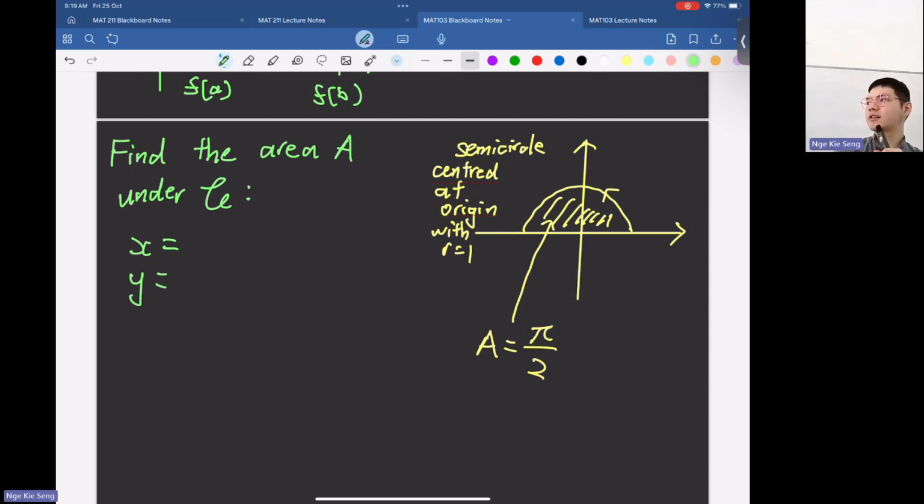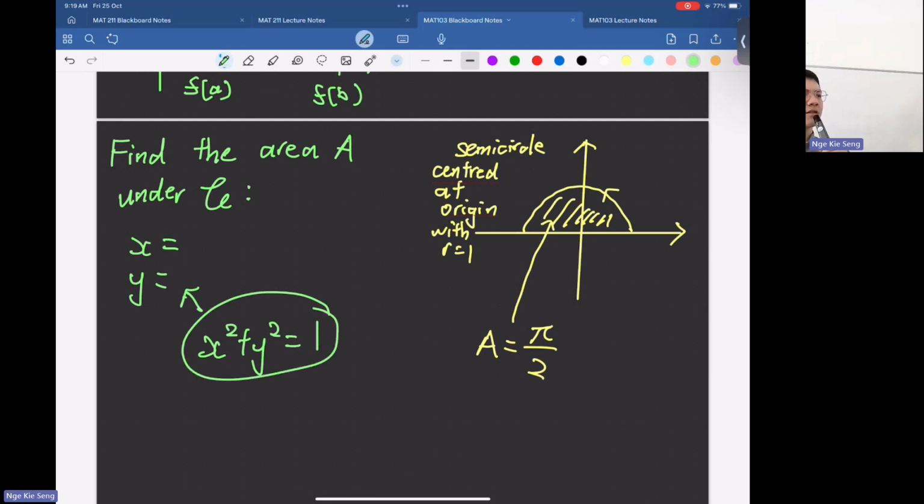What's the equation that is satisfied by a circle? What did you say? x squared plus y squared equals 1. Okay, how about right now the parametric equation? How to describe it using an extra variable here?